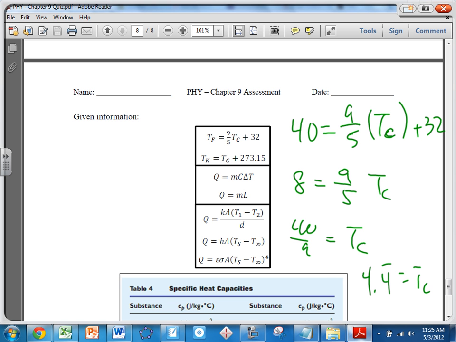Now I want to go to Kelvin though, right? How do I get that? Plus 273. Good. I add the absolute value, which is 273. Very good. So take that value.